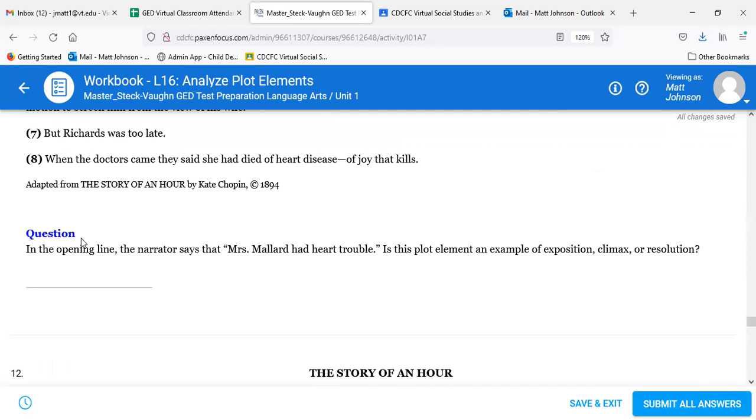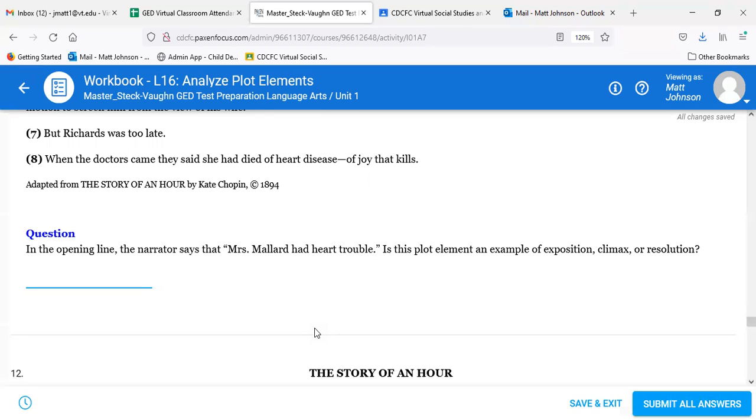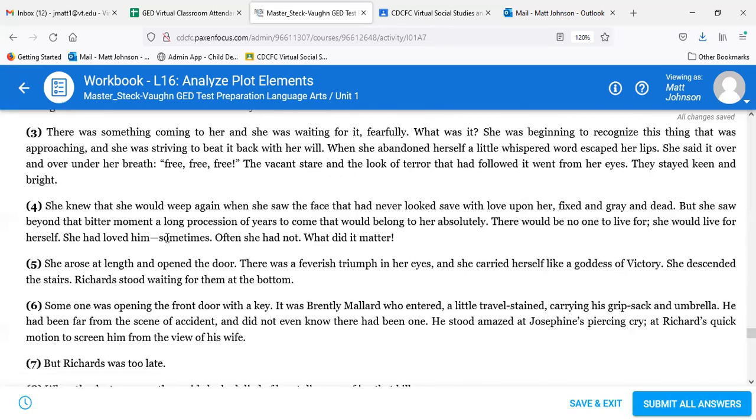And our first question then, in the opening line, the narrator says that Mrs. Mallard had heart trouble. Is this plot element an example of exposition, climax, or resolution? Exposition. Right, so that's background information. They're telling us an existing heart condition is going to help give us background on that character. So exposition for number 11.